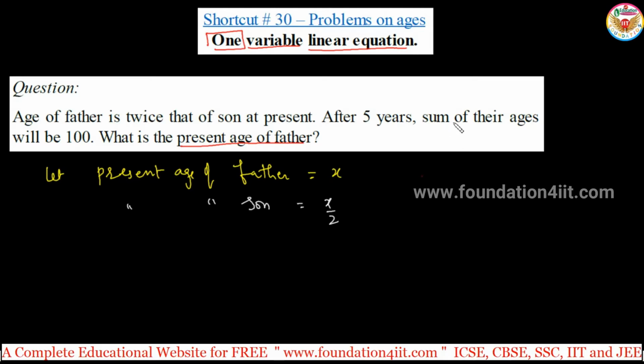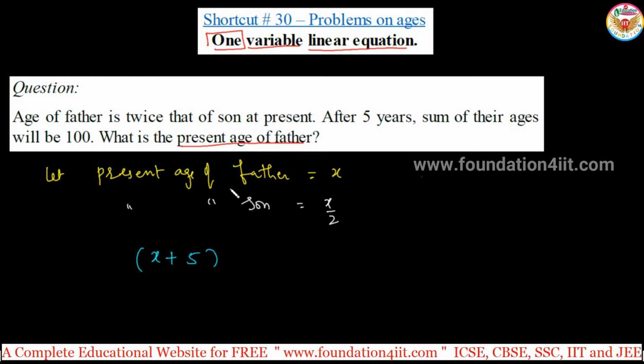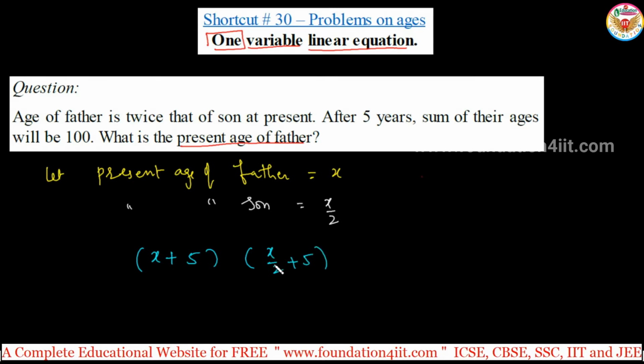After 5 years, the sum of their ages will be 100. After 5 years means for both present ages we have to add 5. Now we can frame the linear equation according to the statement. So x plus 5: the present age of the father is x, so after 5 years his age should be added with 5. The son's age is x by 2, and for him also you need to add 5. After 5 years, the sum of their ages will be 100. So if it is 100, then we can find the x value from this.